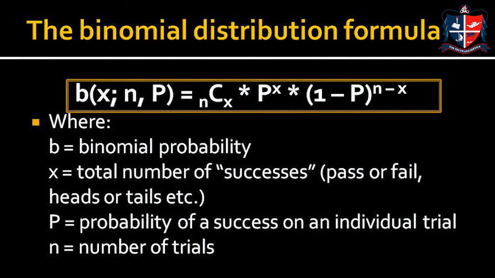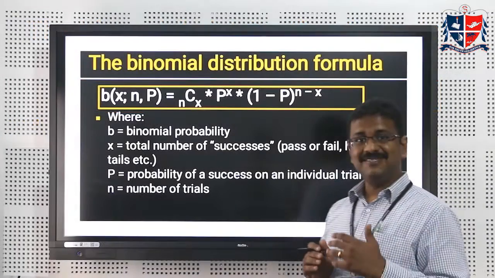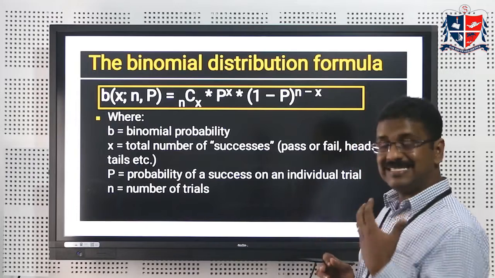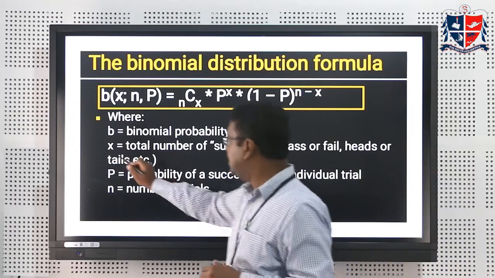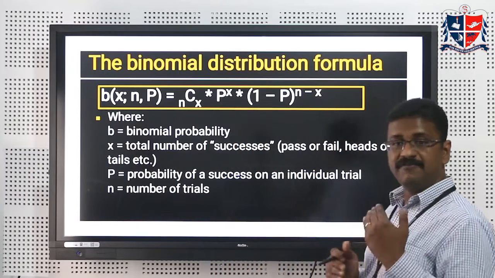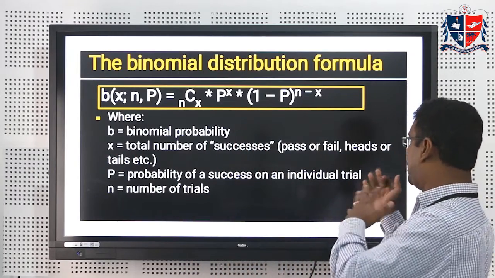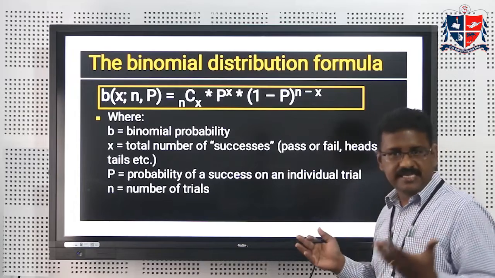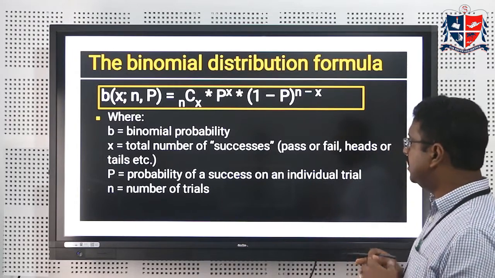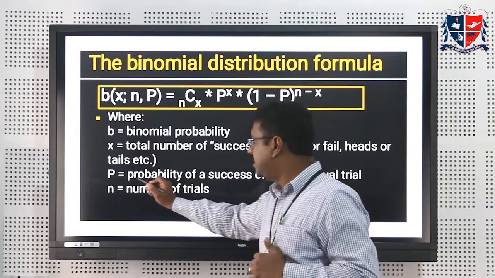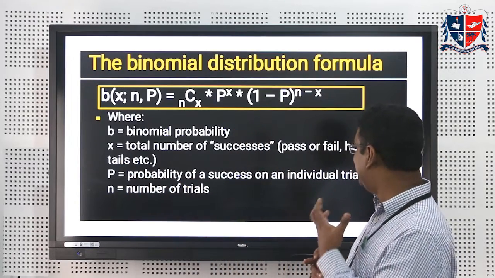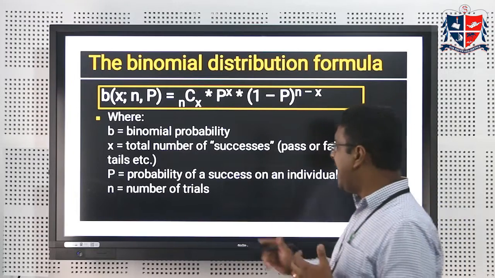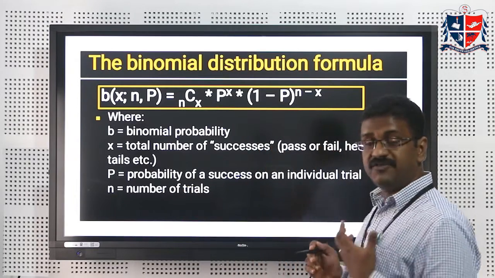Now let's look at the binomial distribution formula. The binomial distribution formula gives us the probability of the successes and failures. It has 3 parameters. The first one is x, which is the total number of successes, which could be either pass or fail, heads or tails in case of a coin toss. The second is the parameter p, which is the probability of success in an individual trial, and n refers to the number of trials that you do.